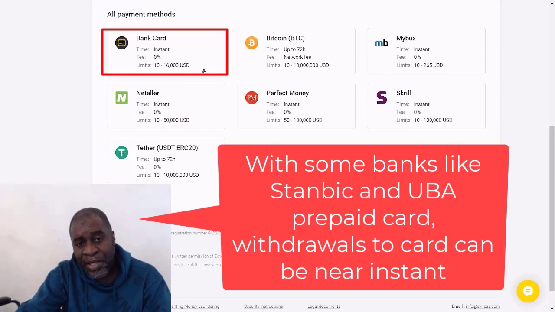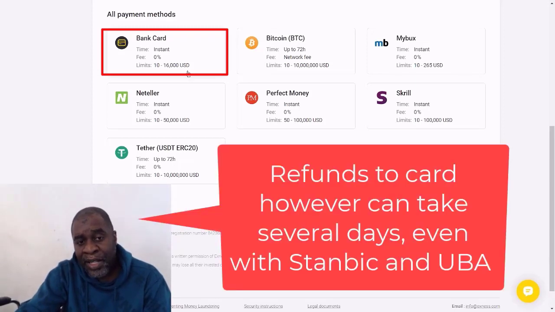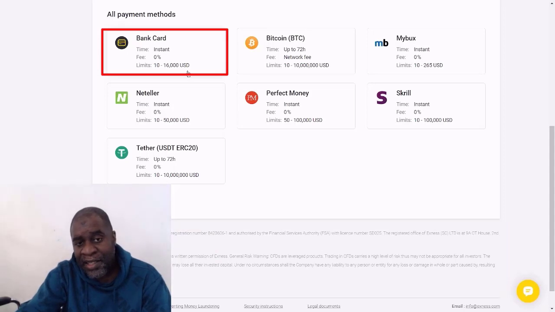One thing I did notice is that with Exness, if you are withdrawing to bank card, it's instant. I've used Stanbic and UBA dollar card, and I've received the funds back to my cards instantly. But when I'm withdrawing my initial deposit, which is sent as a refund, those can take a couple of days to reflect. Withdrawals of profit are instant, but withdrawals of the initial deposit do take days. For bank card, the minimum is $10, maximum is 16,000.